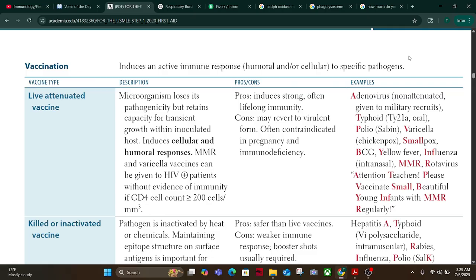And the reason is that they have lifelong immunity. The pros of live attenuated vaccine are they often have lifelong immunity. This is due to memory cells, which come from B cells.